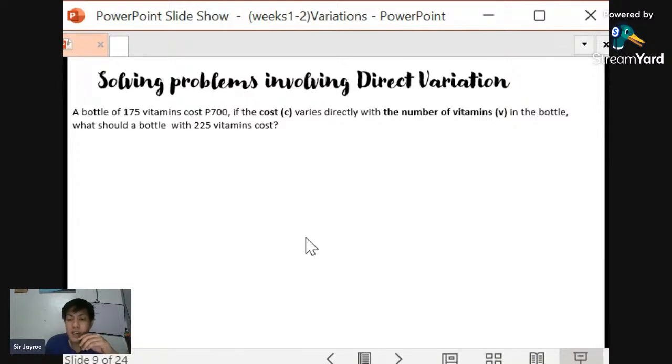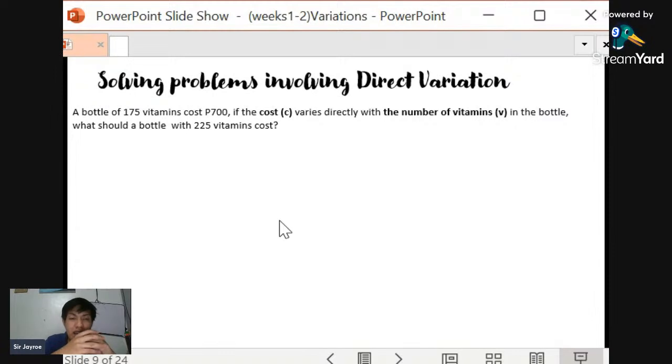Now, I'm going to ask you first. So what will be the, what do you call this? The equation. So the answer here is C is equal to KV. So very good, no? So that's why you need to learn first how to translate statement to equation. So tama yan, very good po. So C is equal to KV.